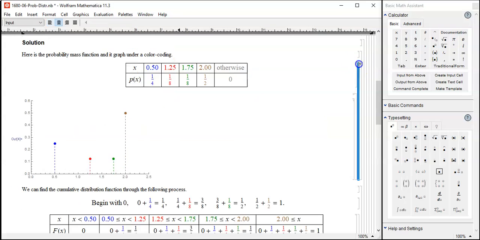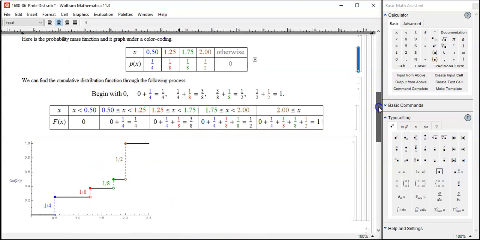And the probability mass function, here we go, we have 4 masses, blue, red, green, and brown. And then we have x values, 0.5, 1.25, 1.75, and 2.0. And the heights are the probabilities, 1/4, 1/8, 1/8, and 1/2. Now, the cumulative distribution function, we have steps. Step, step, step, step. And then at each jump, at each discontinuity, we have the probability masses.